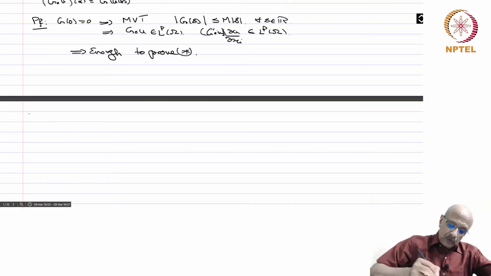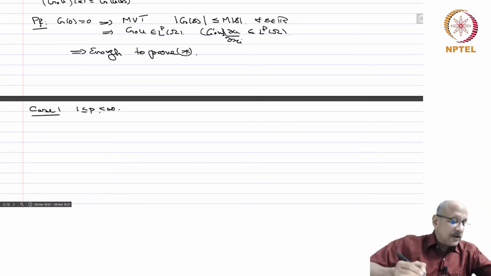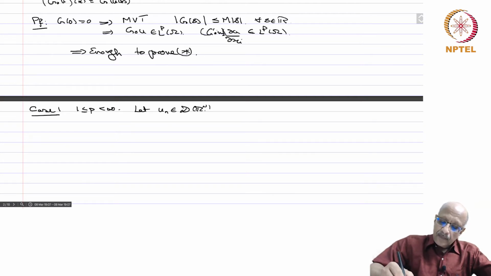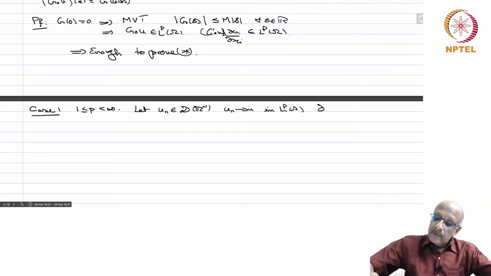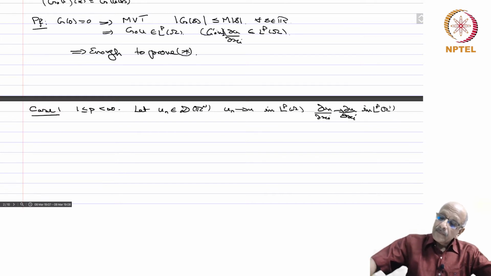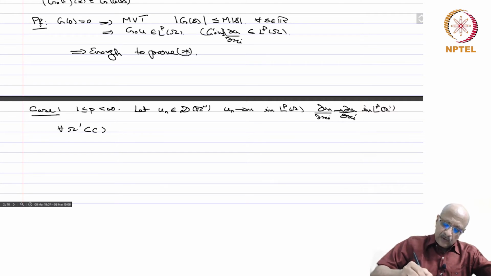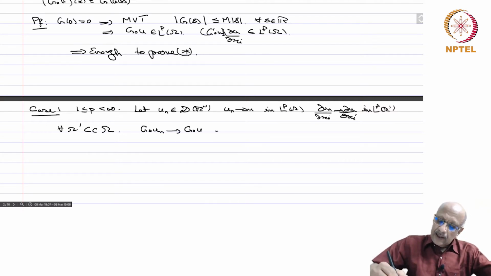So let us do it in two cases. Case 1, where we have 1 ≤ p strictly less than infinity. So let u_n belong to D(R^n), u_n goes to u in L^p(Ω), and ∂u_n/∂x_i goes to ∂u/∂x_i in L^p(Ω') for all Ω' contained in Ω. So we are applying Friedrichs' theorem. Okay, so then g(u_n) converges to g(u) in L^p(Ω).